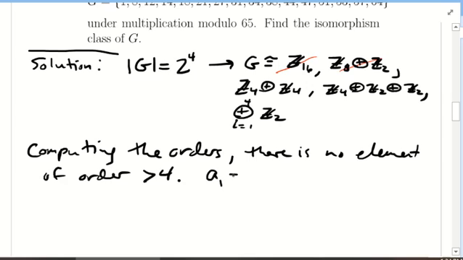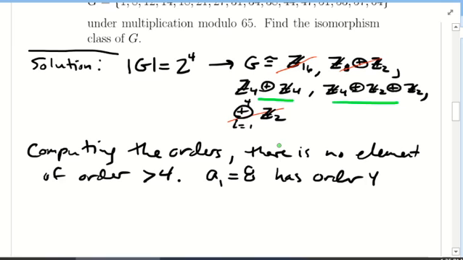A sub 1 is the number 8. This has order 4, which means G is not equal to this one. So we have either this answer or this one. We need to figure out which one of these it is.